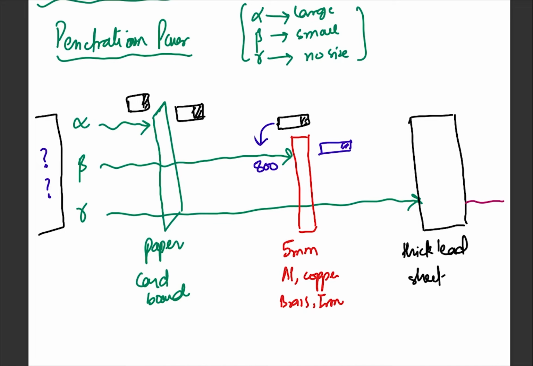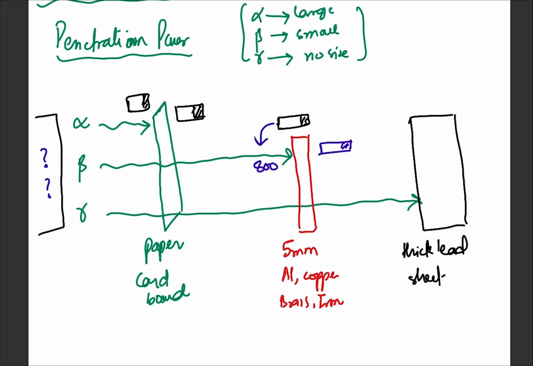Now why didn't we start with the lead at the beginning? The problem is that lead can absorb everything: alpha, beta, and gamma. If you started off with lead, you would not be able to differentiate. So we start with the smallest one first, the piece of paper, the thinnest material. If something changes, that would mean that it is alpha. If nothing changes and placing an aluminium or copper sheet causes a change, that would mean that it is beta. And if placing a thick lead sheet produces a change, that would mean that it is gamma.